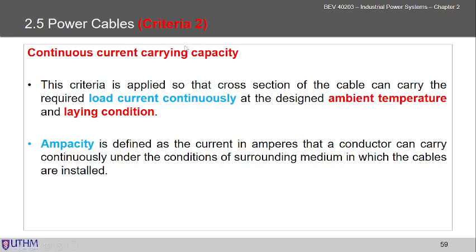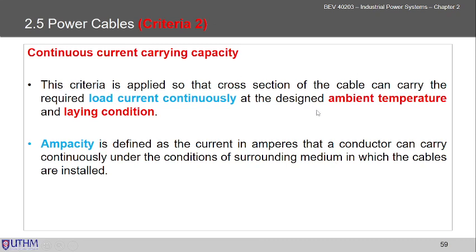So what is criteria 2? Criteria 2 is for you to obtain the continuous current carrying capacity, which in short we call ampacity. Ampacity is defined as the current in amperes that a conductor can carry continuously under the conditions of the surrounding medium in which the cables are installed. So that means it depends much on the medium, which is either in air or in the ground, because our power cables are normally installed either in air or underground. We call it in ground.